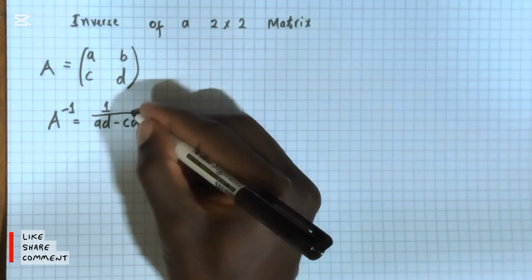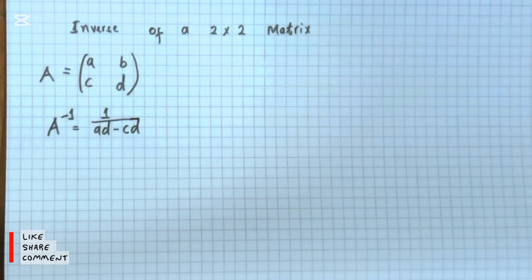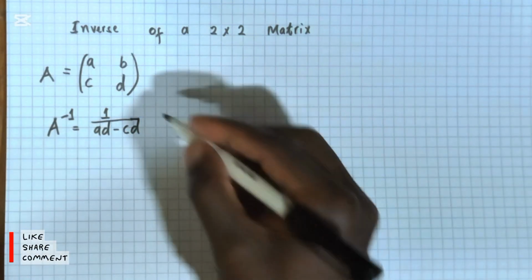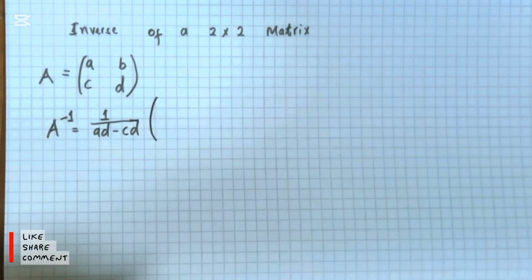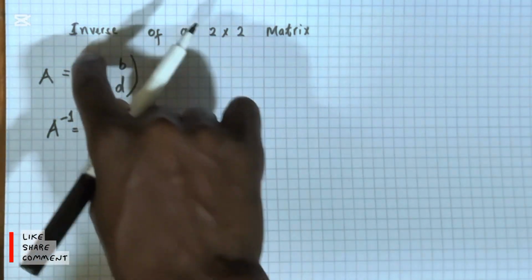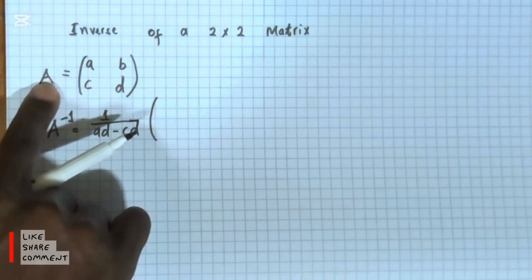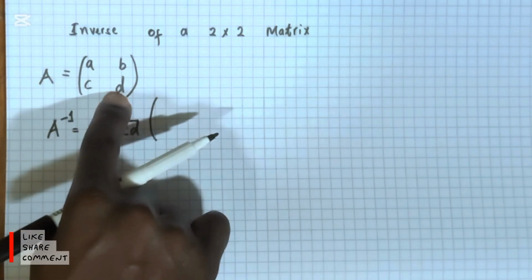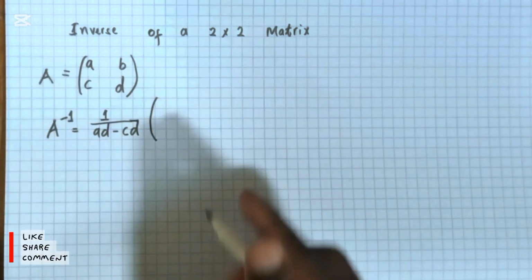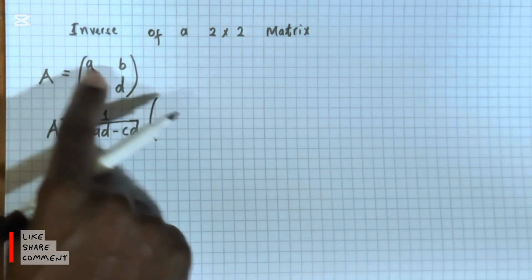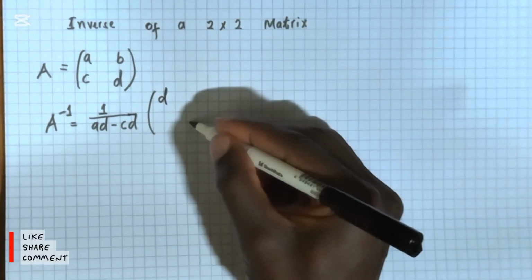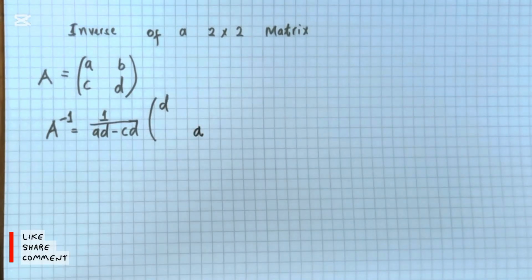So we will find the inverse, that is A raised to negative 1, by multiplying by the reciprocal of the determinant. And that is why the class on determinant was very important. Then after we've done that, we will interchange the elements in the main diagonal. So in the matrix A, we have A and D in the main diagonal. Where we have A, we'll put D. Where we have D, we'll put A. So basically, instead of having AD, we're going to have DA.